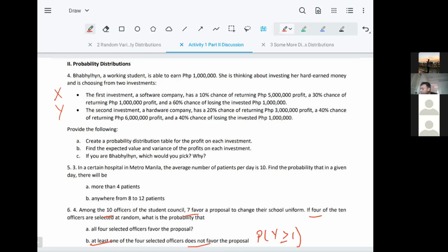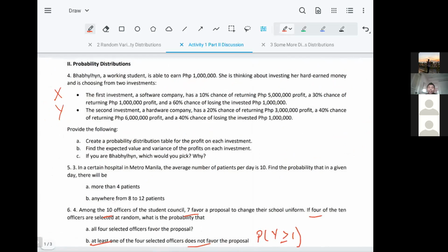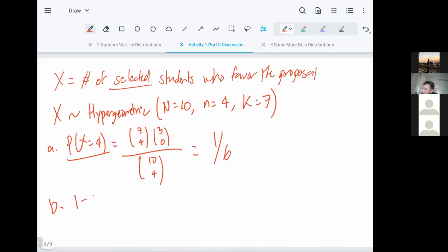Pwede mo gawin yun. Or pwede rin naman na, basahin mo na lang yung tanong, at least one of the 4 selected officers does not favor the proposal. So basically, ayaw lang natin na yung scenario na lahat gusto nila yung proposal. Kuha ba? Ayaw lang natin masama yun. The scenario that P of probability that X is equal to 4. Ayaw lang natin mangyari yan. Yun lang ang ibig sabihin ng letter B. How did we know that? Well, in the context of the problem. So that's gonna be 1 minus P of X equals 4, 5/6.